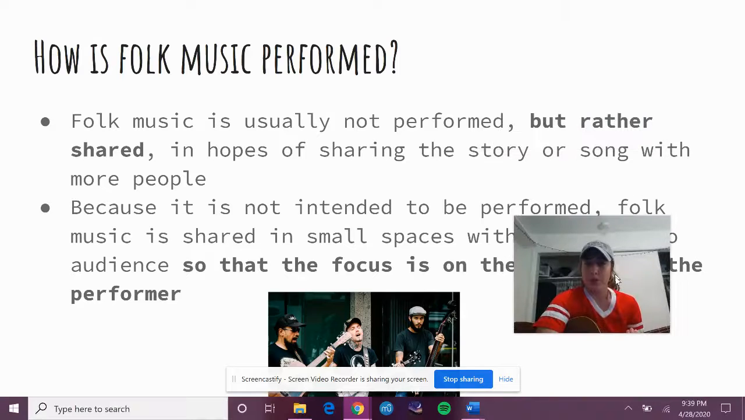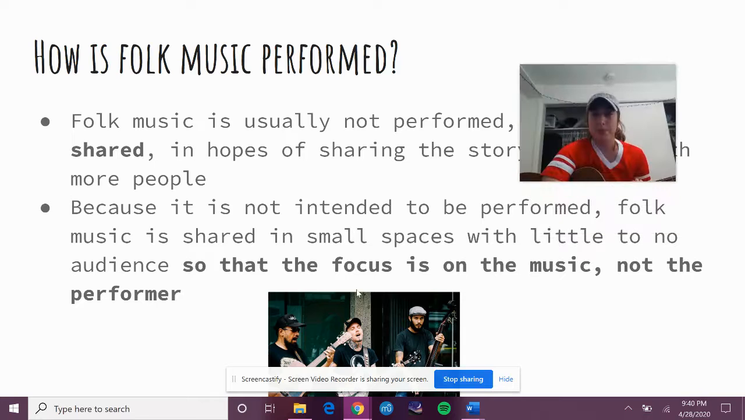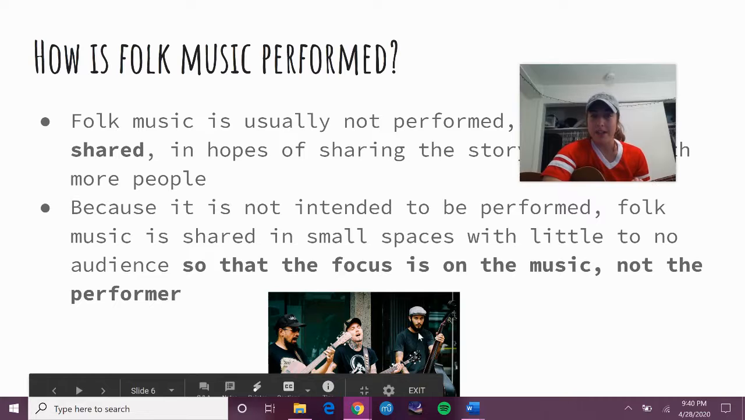And how is folk music performed? Folk music is usually not performed, but rather shared, in hopes of sharing the story or song with more people. Because it is not intended to be performed, folk music is shared in small spaces with little to no audience so that the focus is on the music and not the performer. So, if it's going to be performed at all, it might be on a small stage and it might be just with a few people present. Maybe it's just the other musicians that are there and they're just playing for each other. That could be it too.